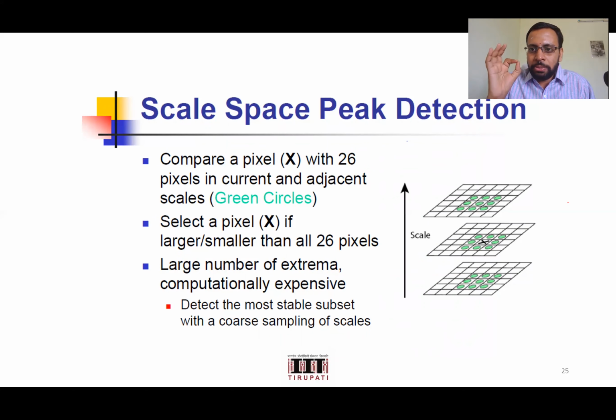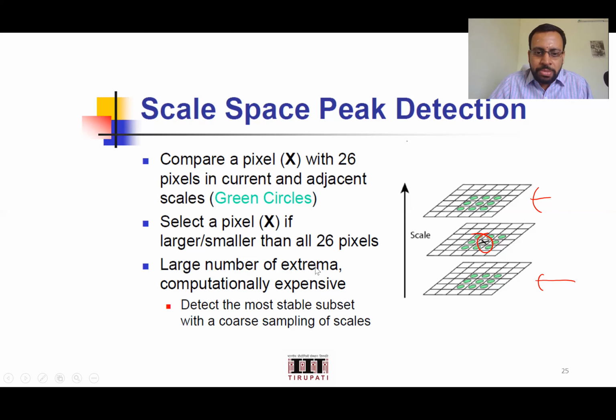Finding a key point is not just in xy. You do it now similar to the scale invariant Harris transform across the scales. So for a given point here, what would you do? You look at a scale above it and a scale below it. Compare the pixel with 26 pixels in the current and adjacent scales. Select a pixel X if it is larger or smaller than all 26 pixels.